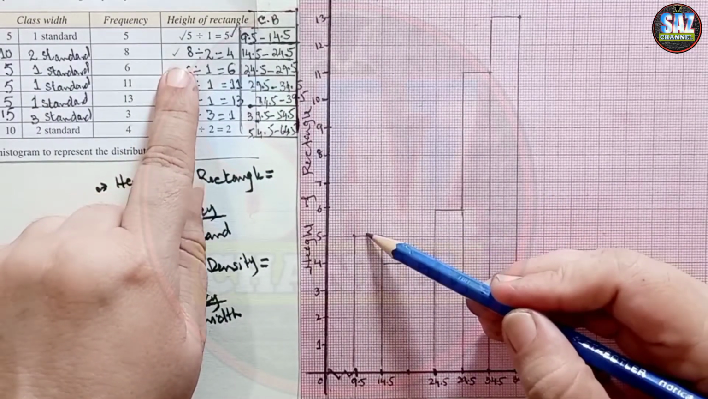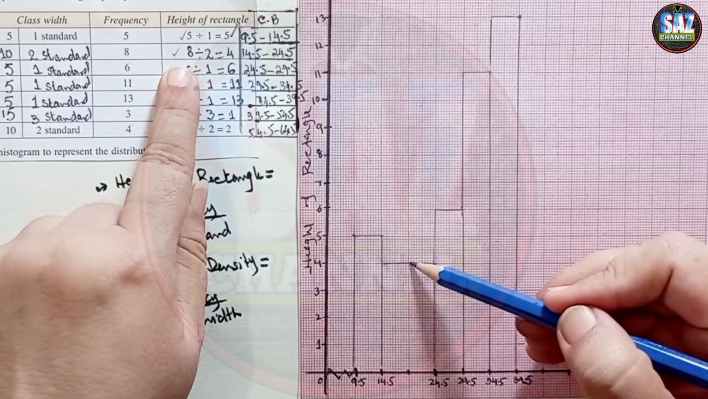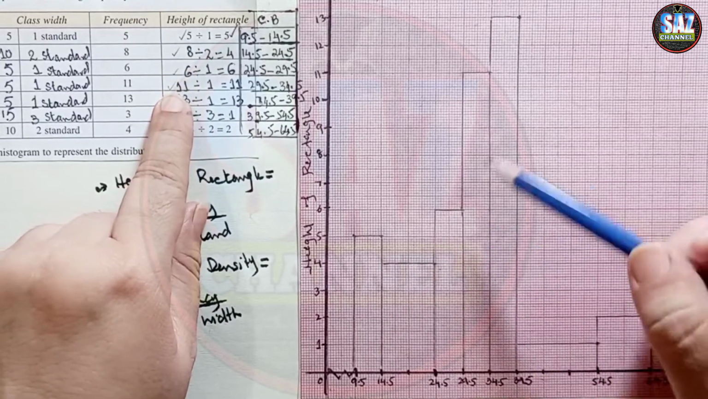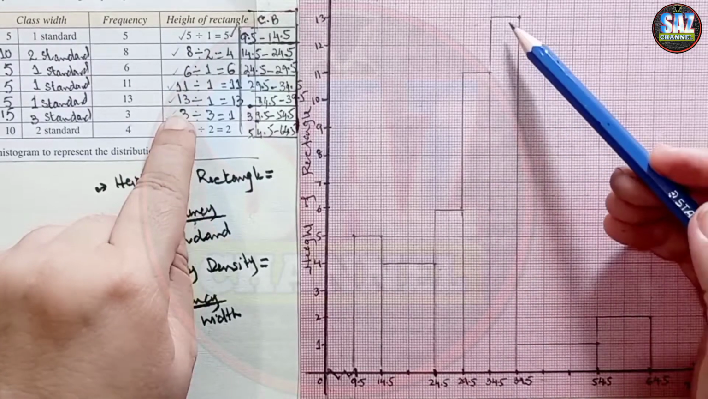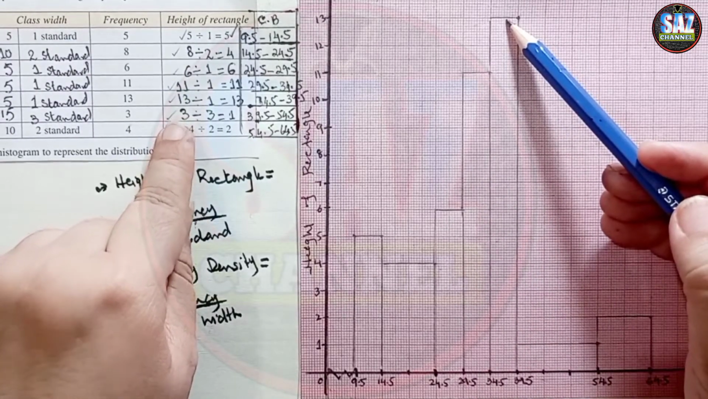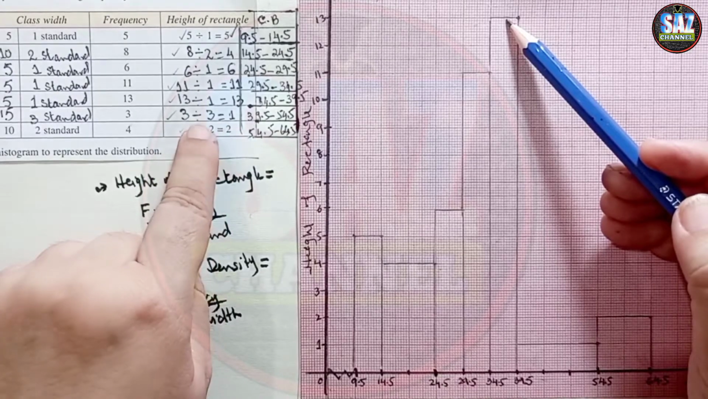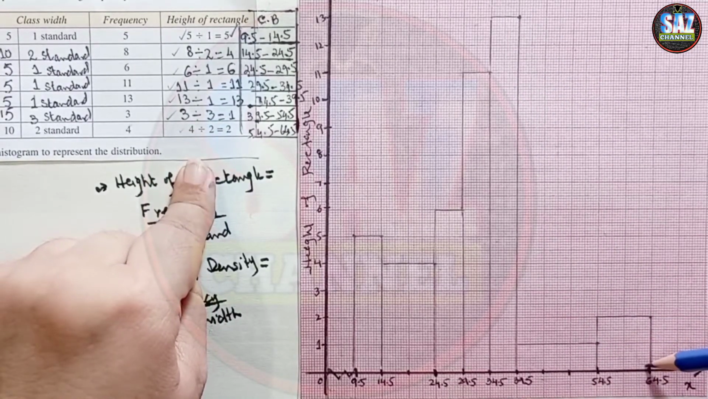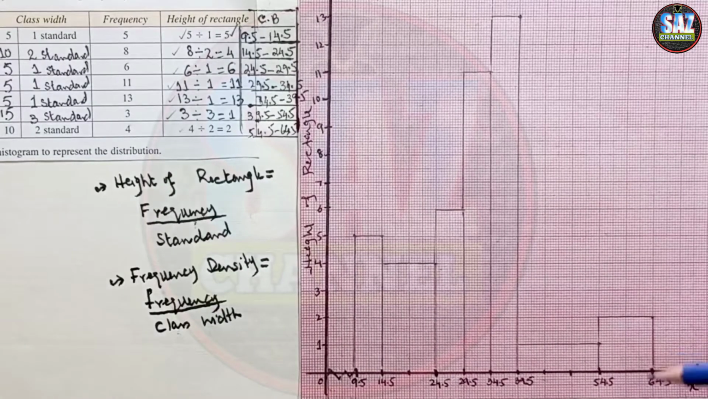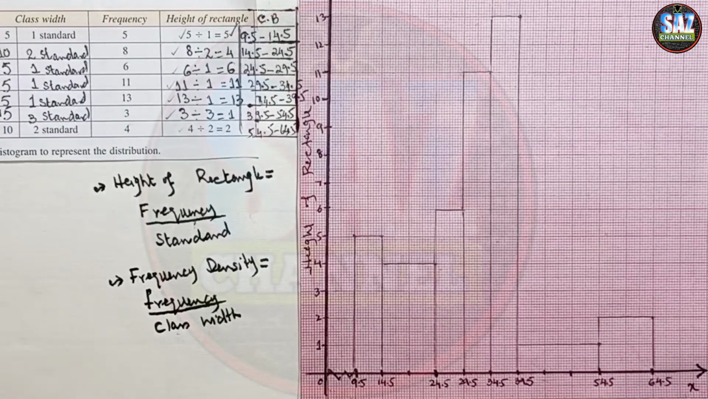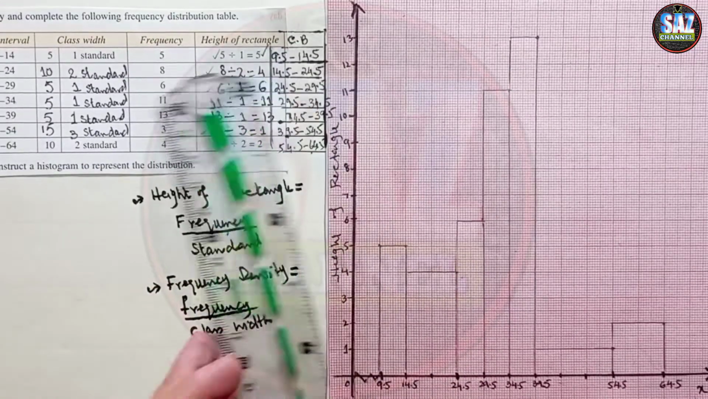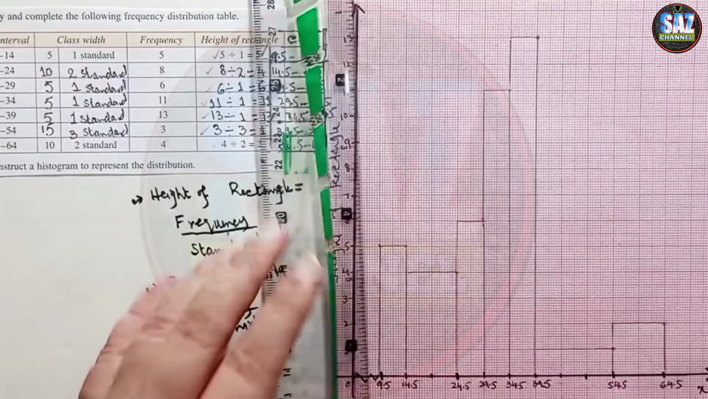The first frequency is 5, then it is 4, then it is 6 with 1 standard, then it is 11 with 1 standard, then it's 13 with 1 standard, then it is 1 with 3 standards. And then it is 2 with 2 standards. Okay, so before going to draw the graph with permanent pen, you must have to recheck your work. If there is any problem, you can correct that.